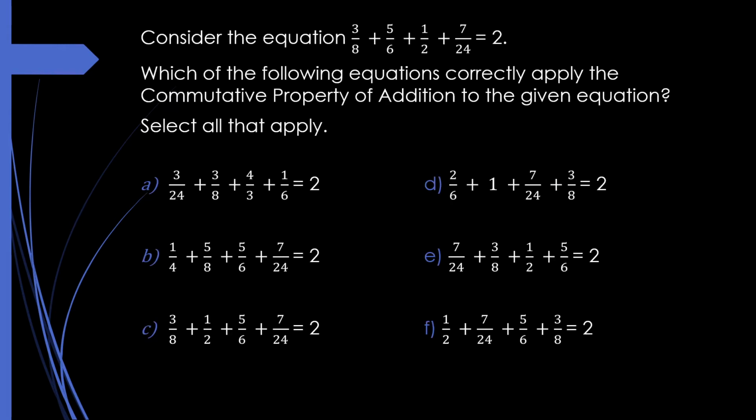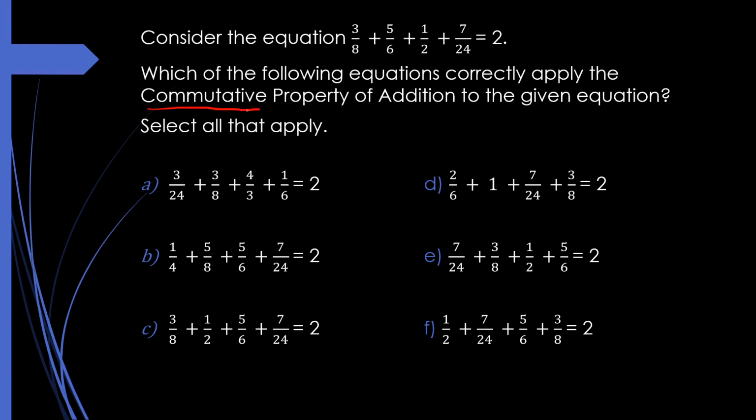Alright, on to some workbook problems. Here is our first question. We want to consider the equation 3/8 plus 5/6 plus 1/2 plus 7/24 equals 2. Which of the following equations correctly applies the commutative property of addition given the equation? Select all that apply. So here we're using the commutative property.